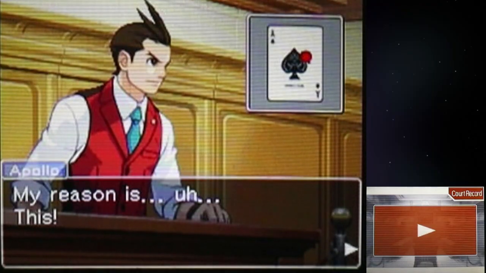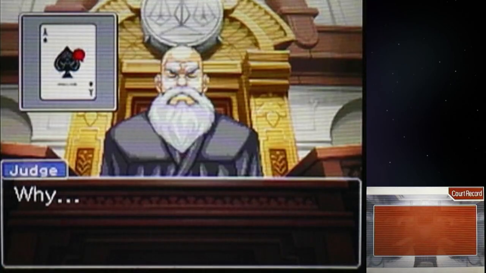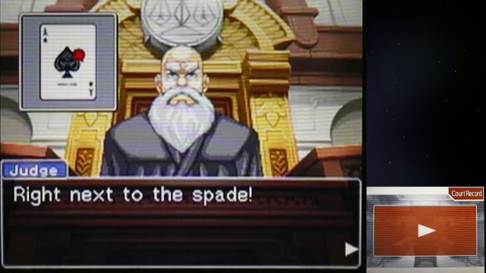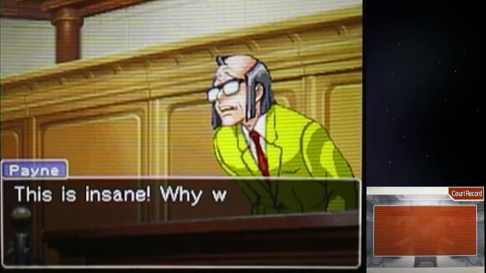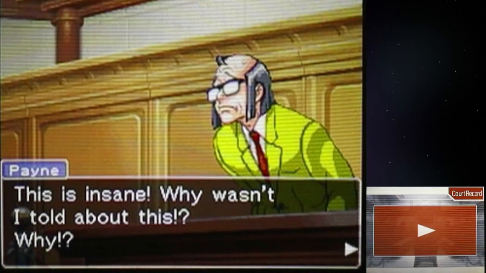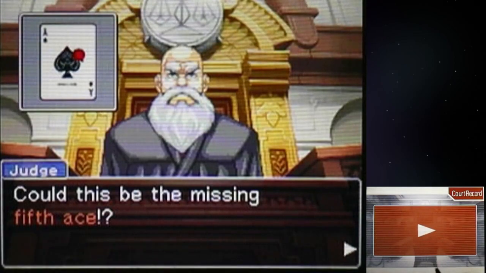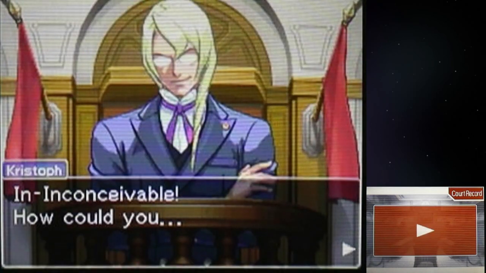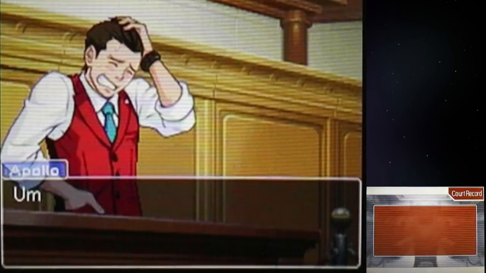My reason is this. Is that an ace? Why, it's got blood on it! Right next to the spade. What? That's insane! Why wasn't I told about this? Could this be the missing 5th ace? Inconceivable. How could you? What are you doing with that card?